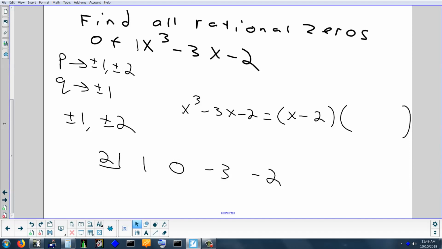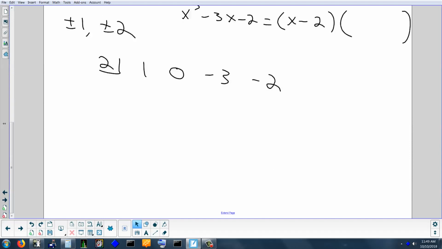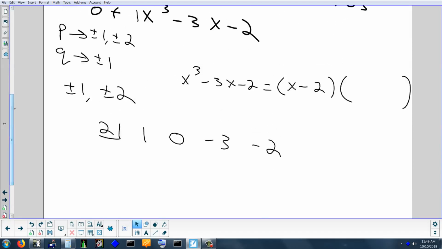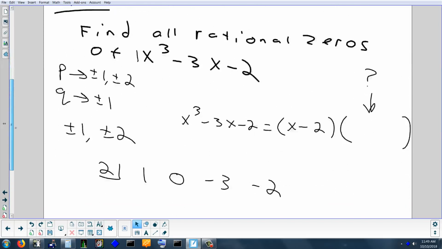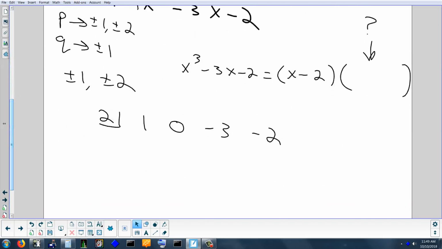I'm just not doing the division like we did yesterday. I'm using synthetic division. Now, since we already know x minus 2 is a factor, what am I going to get for a remainder when I do this? 0. I already know that. I'm not interested in the remainder. I'm interested in what goes there. That's the other factor. That's what I'm trying to get. And once I get that, I can use the quadratic formula on it if I need to, or factor it. And I think it's going to factor nicely just based on the graph. So we might not even need the quadratic formula.